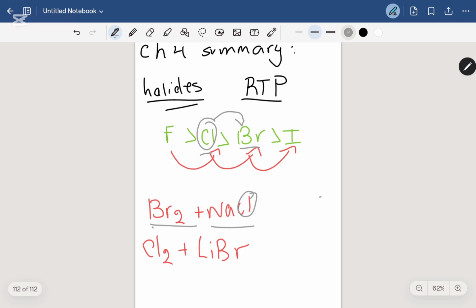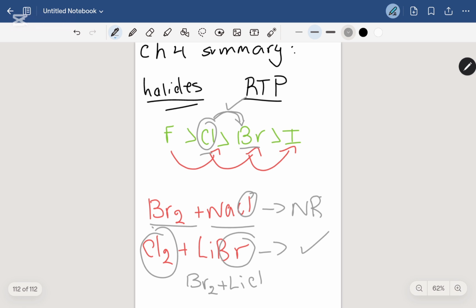However, Cl2 can displace the ion of Br. So here, very simply, there is no reaction, NR, okay? Whereas here there is gonna be a reaction. So if we're gonna write the reaction, basically Cl and Br are gonna switch. So it will become Br2 plus LiCl.